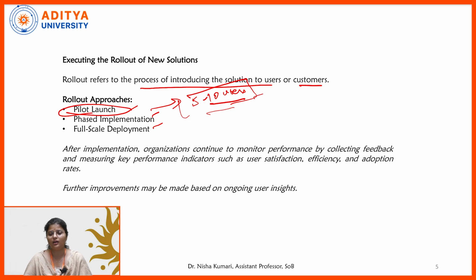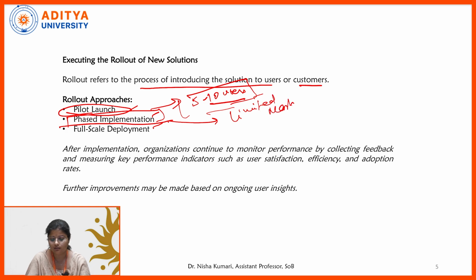It means you are going to do that in a very small market area. Then phased implementation, where you increase your range within the limited market. And then full scale deployment, where you introduce your product to the entire mass population.